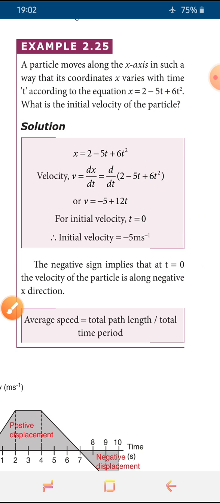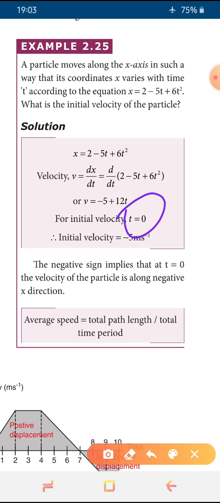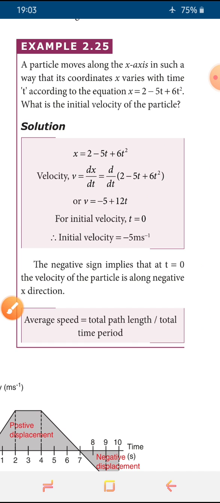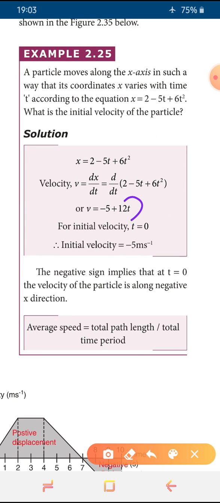And here the question is for initial velocity. Initial velocity of the particle means the time for initial velocity is 0. Then we substitute t as 0 here. Then minus 5 plus 12t, when we substitute t as 0, the second term will become 0. Then the rest is minus 5. So the value is minus 5 m per s, and this minus is giving the velocity in the negative x direction.